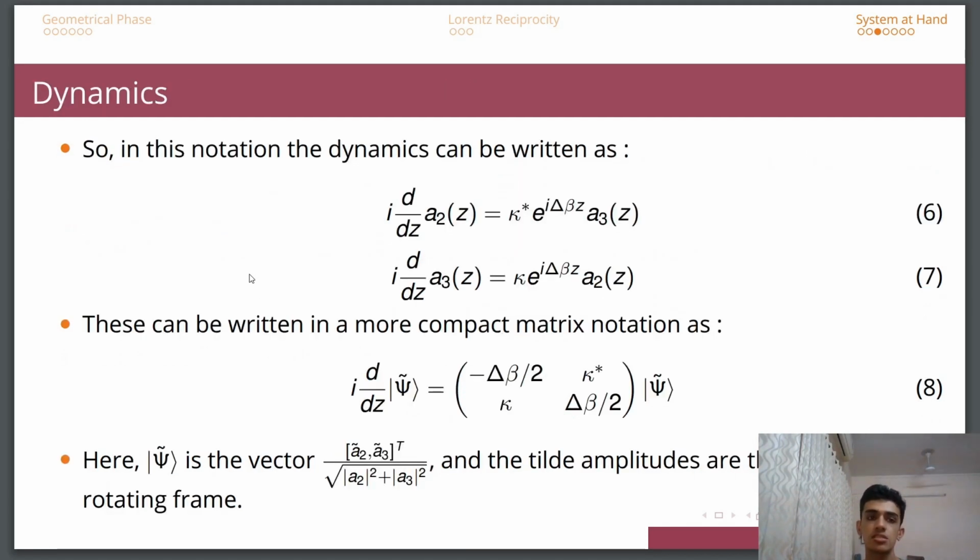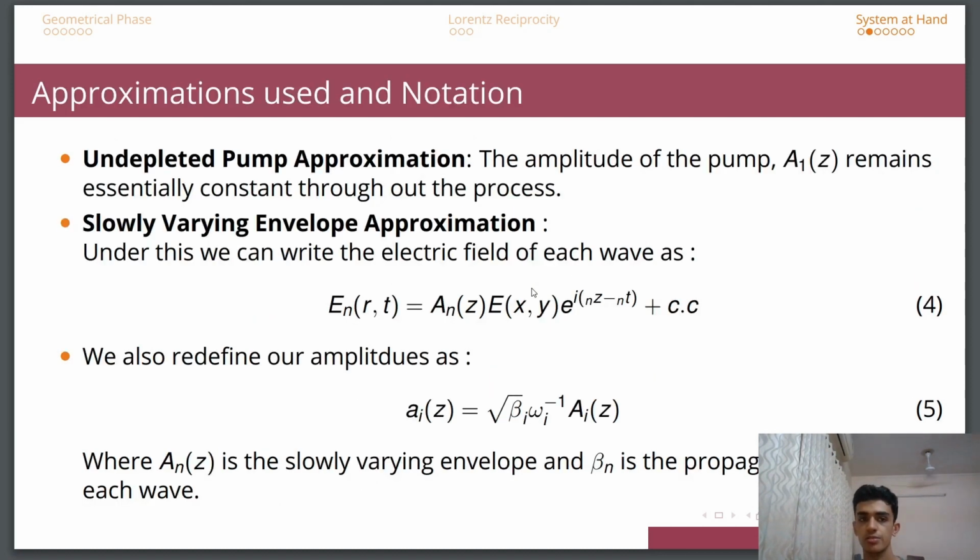So moving on. In this setting, the dynamics can be written as equations 6 and 7. Kappa is the constant which depends on the pump amplitude. We have taken it essentially to be constant since we have the undepleted pump approximation.